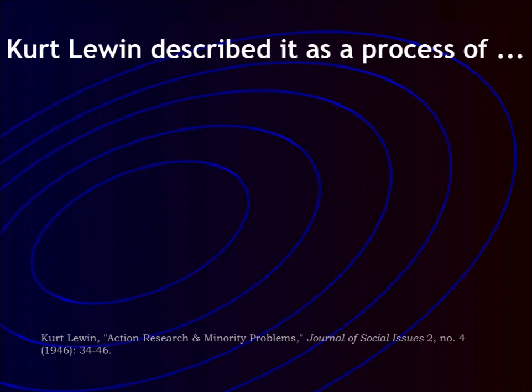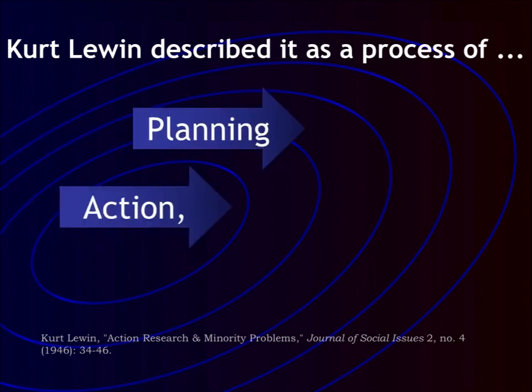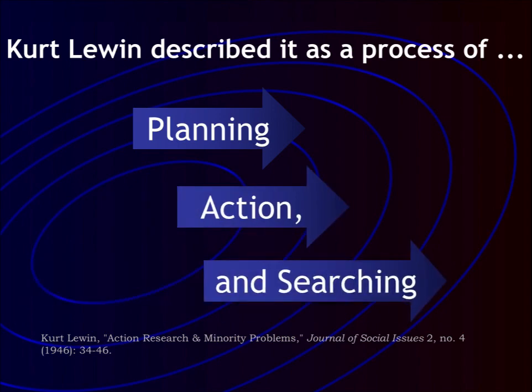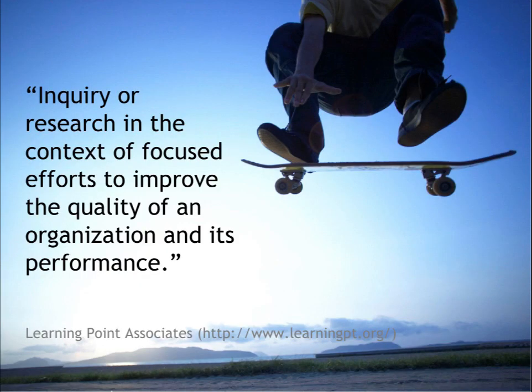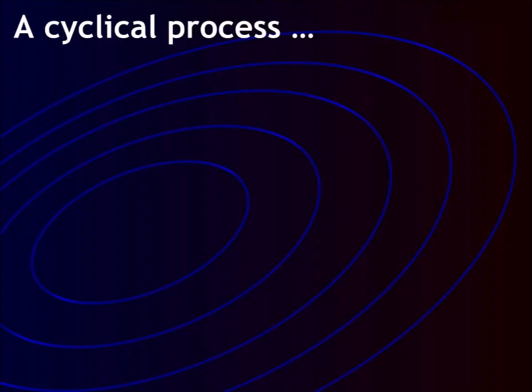It is a series of spiral steps, each of which constitutes a cycle of planning, action, and searching for data about the results of that action. It is looking for solutions for the purpose of learning. In the context of organizations, action research is the search for knowledge while simultaneously attempting to improve the quality and productivity of the organization. Typically, it is designed by the same people who are analyzing the data to improve their own performance.